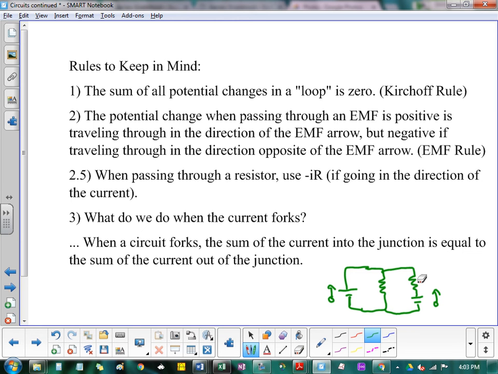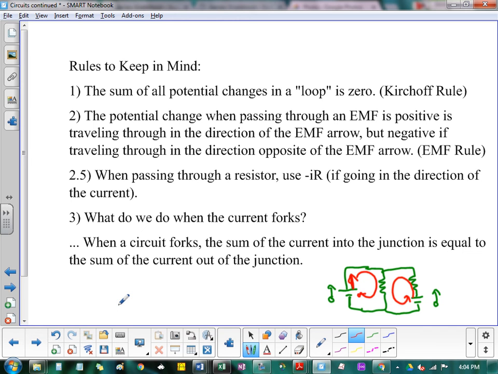So you can't just use an equivalent resistance rule like 1 over R1 plus 1 over R2 and then reciprocal of that. You can't really combine the resistors because of this darn extra battery. So you just basically keep the loops separate. You assume that the current on this one is going this way, which means you'll wrap around that direction. And then you're going to do the same thing on this one, but you're going to go around this way. And what happens here is you kind of have multiple currents being produced, you could say. And so what you do when a circuit forks, the sum of the current into the junction is equal to the sum of the current out of the junction.